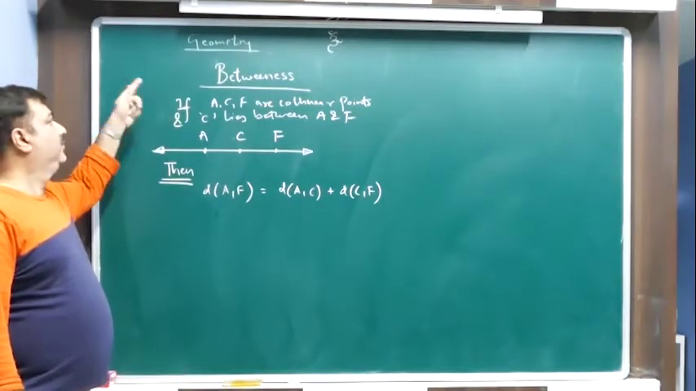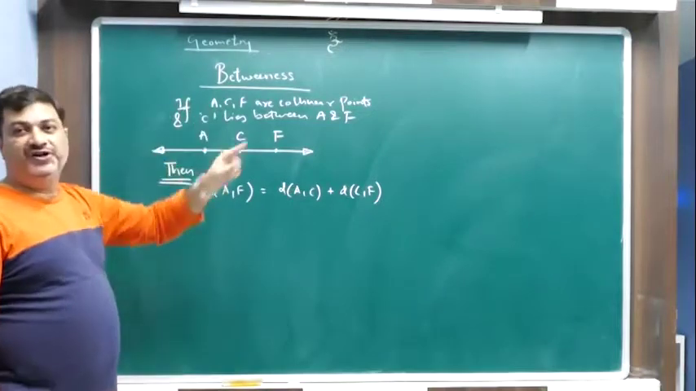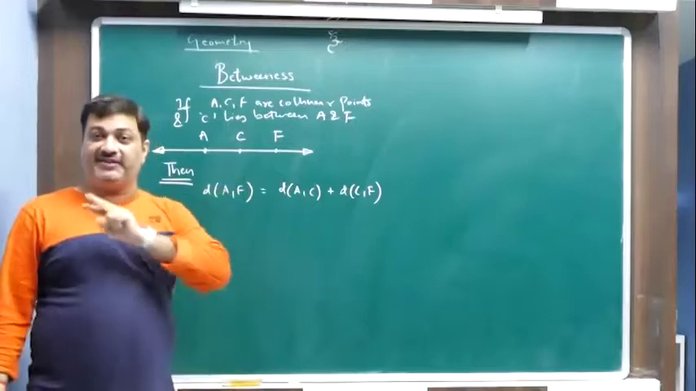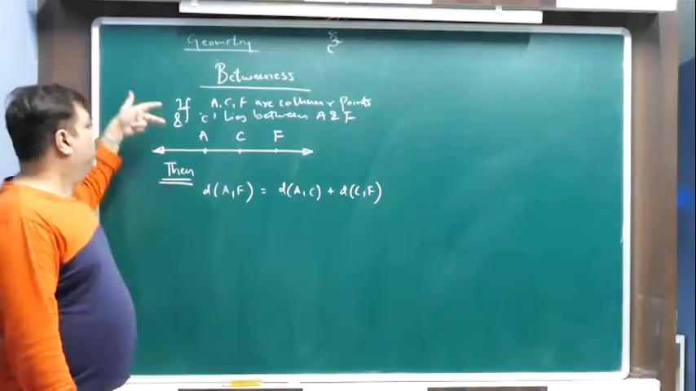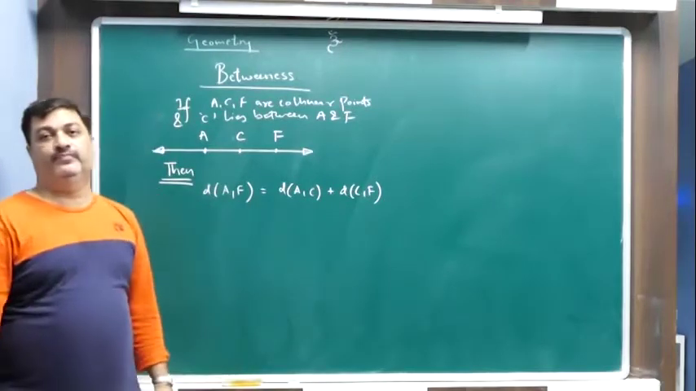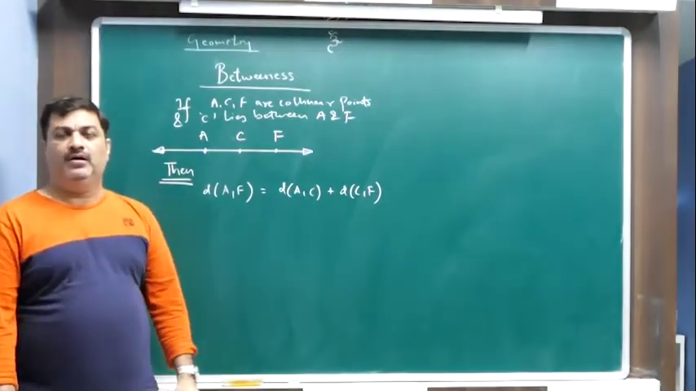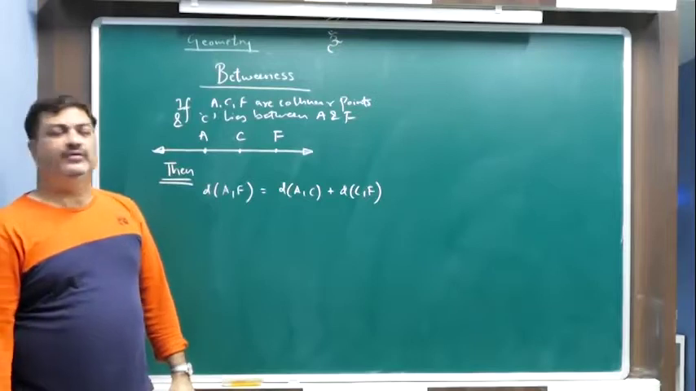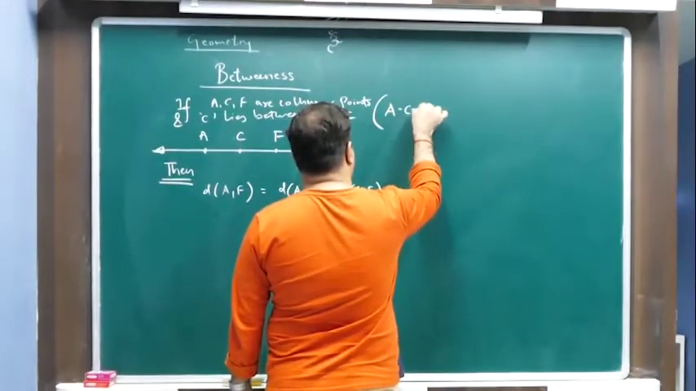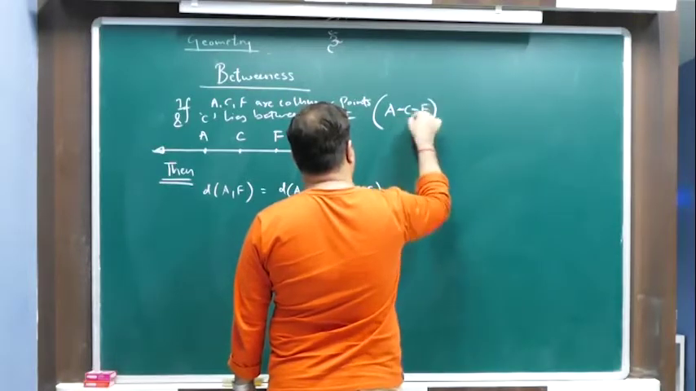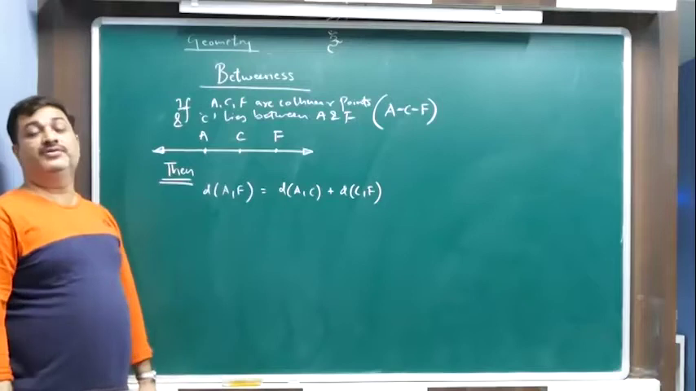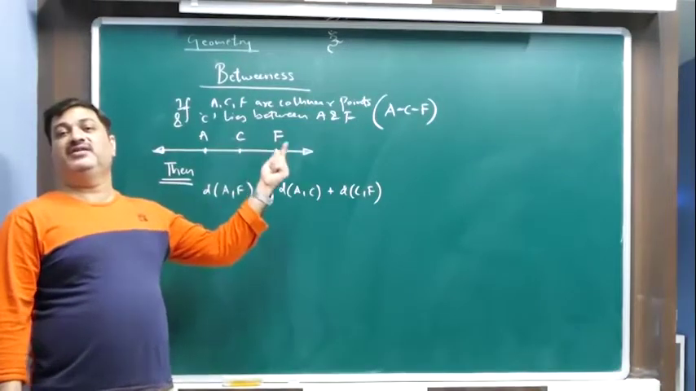Now, I have written two statements here. A, C, F are collinear points, that is statement number 1. C lies between A and F, that is statement number 2. These two statements can be written in a very short manner. What is that shortcut method of writing? This is the shortcut method of writing. What is it? A-C-F.